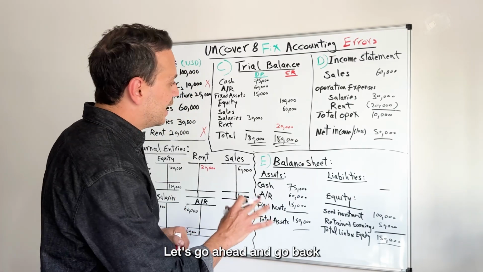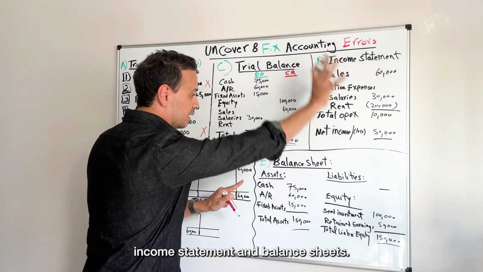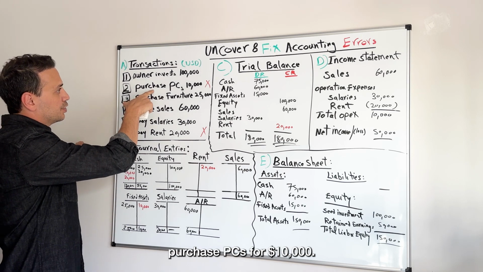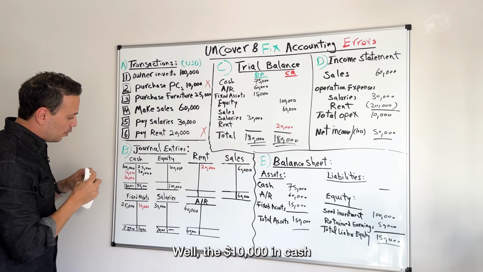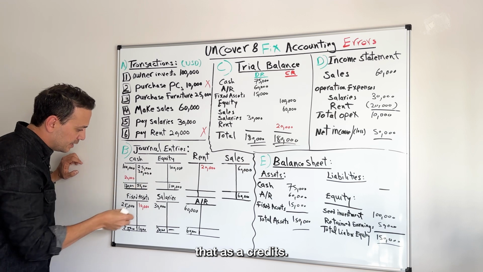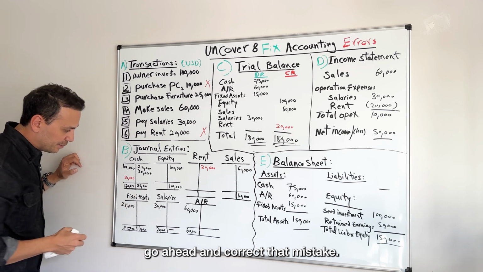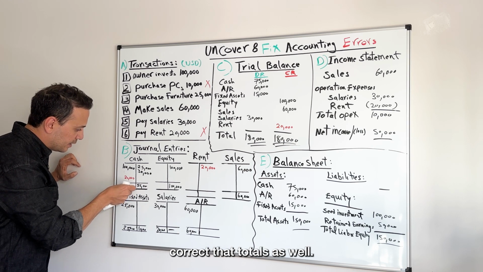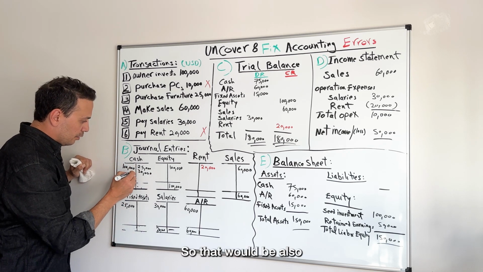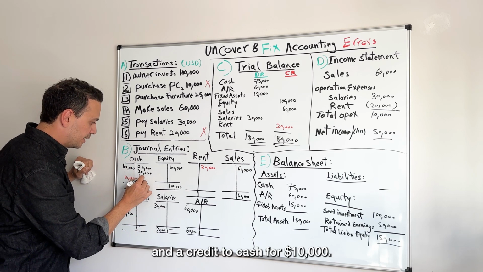But let's go back and unwind the mistakes that we made here so that we can prepare a correct income statement and balance sheet. Going back to the first item that we booked by mistake, purchase PCs for $10,000. The $10,000 in cash should be a credit, so we're going to record that as a credit. And the fixed assets should be a debit. So let's correct that mistake, and we're going to correct the totals as well. That would be a debit to fixed assets, $10,000, and a credit to cash for $10,000.